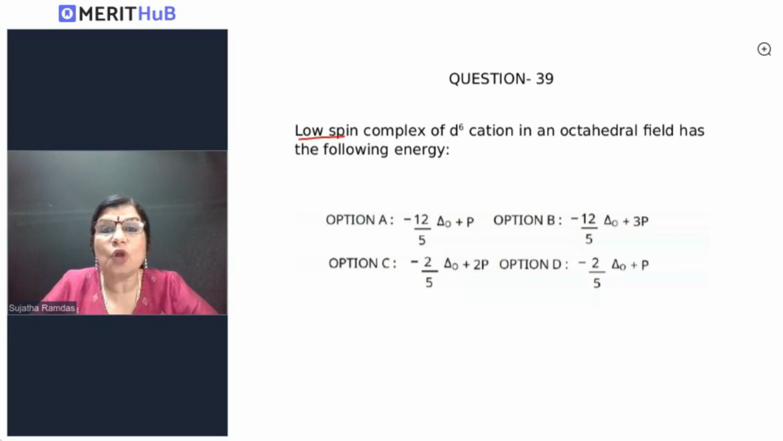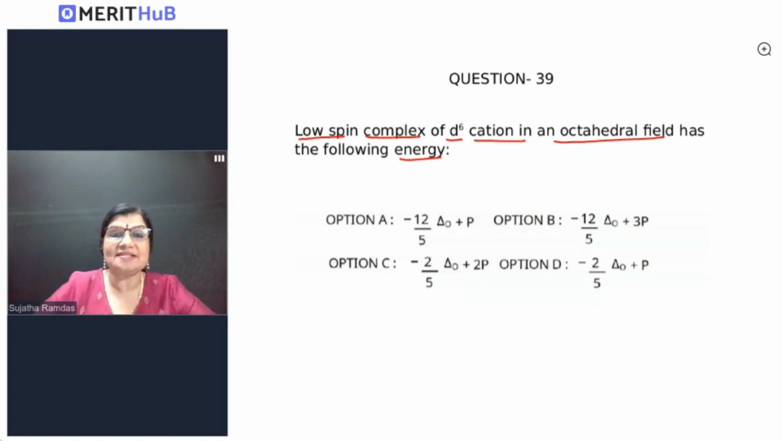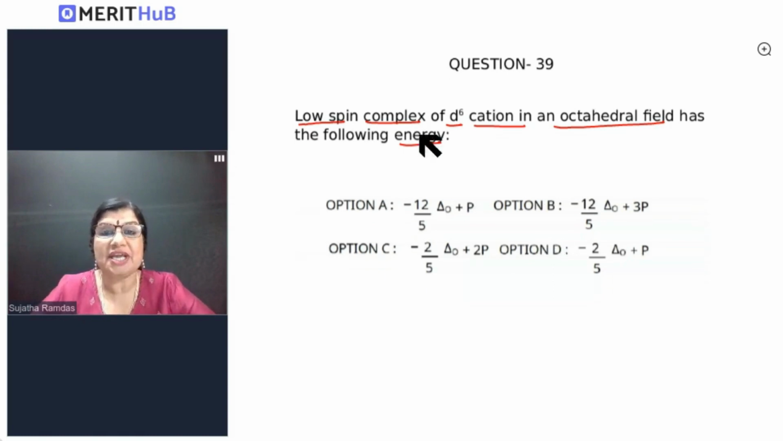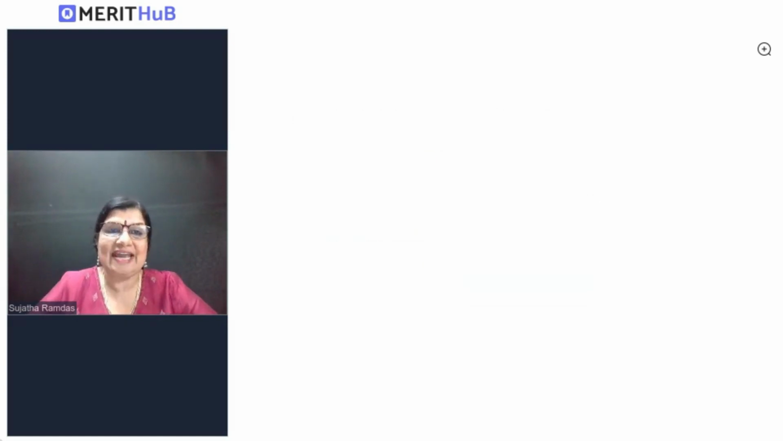A low spin complex of a d6 cation in an octahedral field has the following energy. Four options have been listed here. One amongst the four options will correspond to the energy of the low spin complex of a d6 cation in an octahedral field. So let's solve this question in detail.